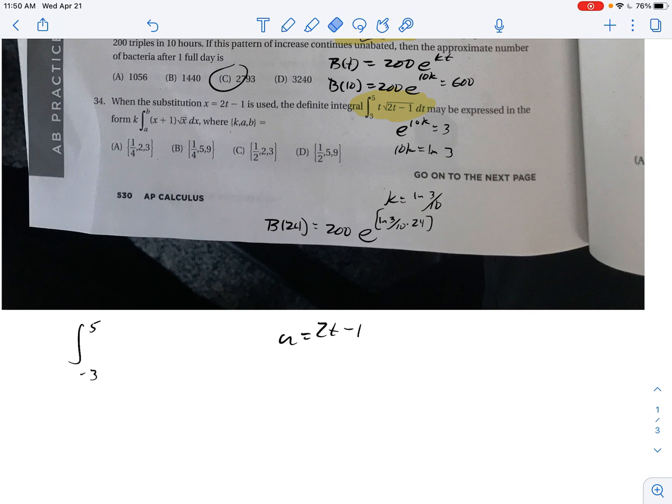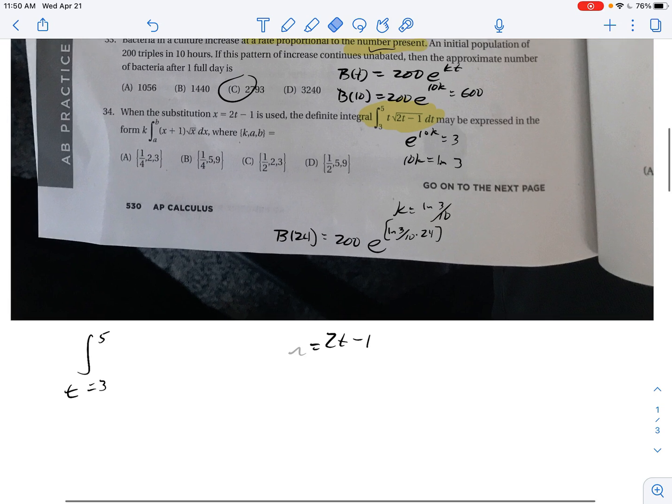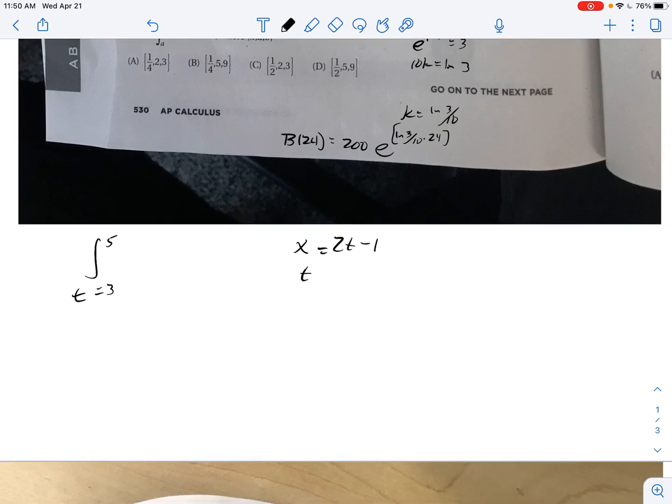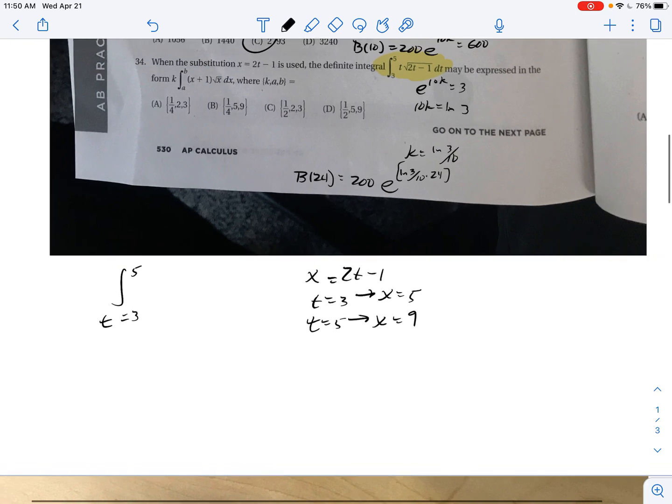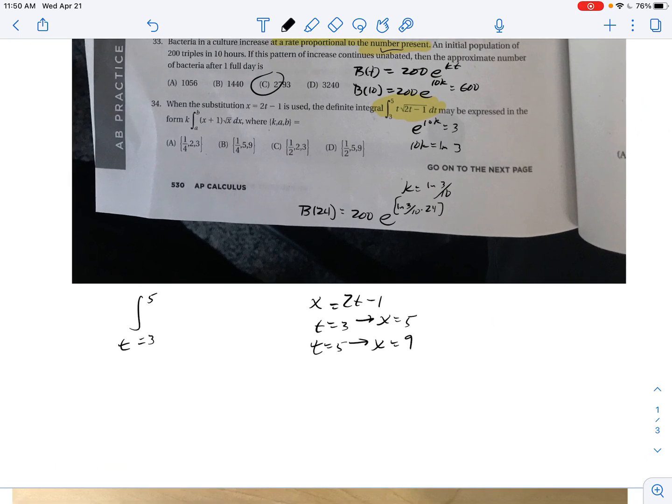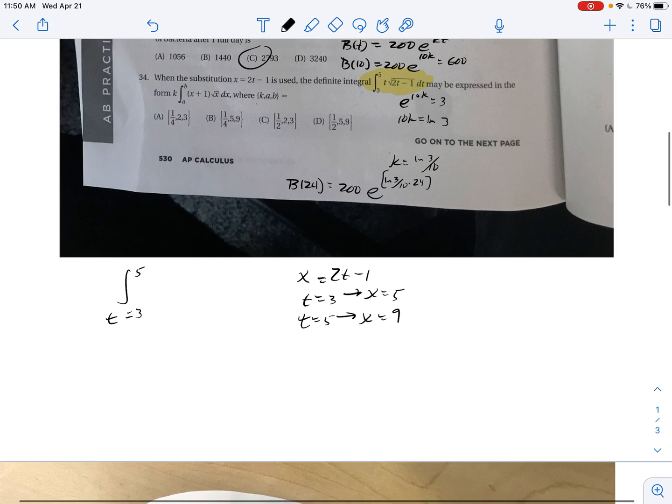The original integral has a variable called t, and we're doing a u substitution, but they're asking you to call it x. So if t equals 3, x is 5. If t equals 5, x is 9. So right off the bat, we know we're looking for an integral from 5 to 9. That rules out 2 of them. Now, what's the rest of this going to look like?